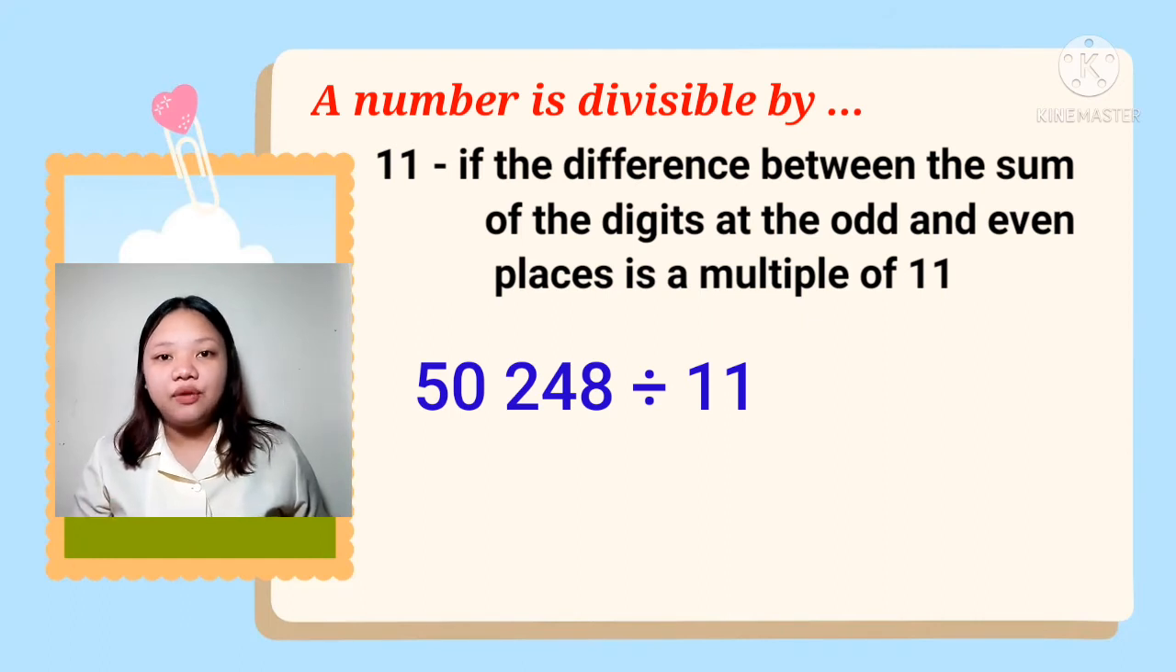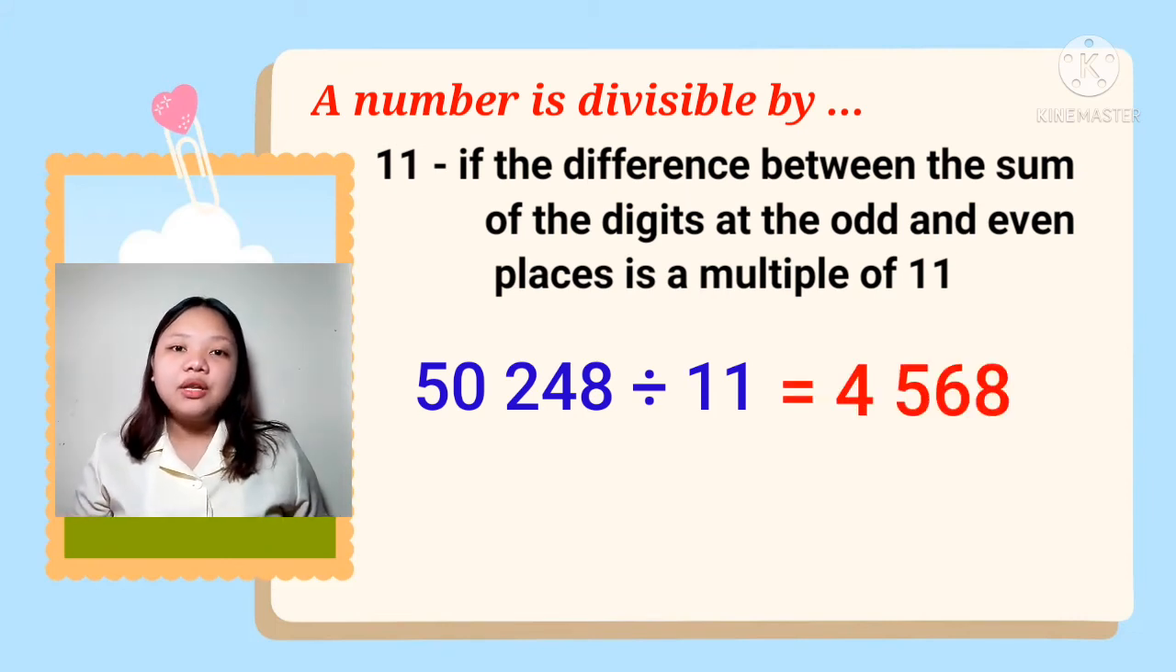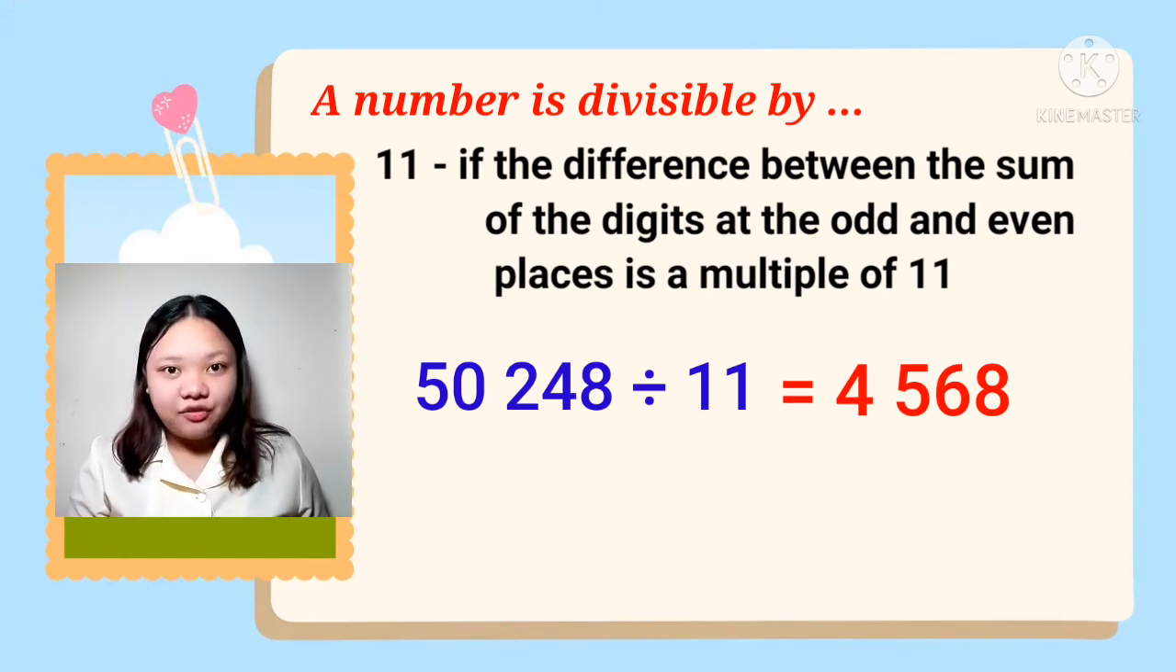So let us try to divide 50,248 by 11, and we will get a quotient of 4,568 without a remainder. Therefore, it is divisible by 11.